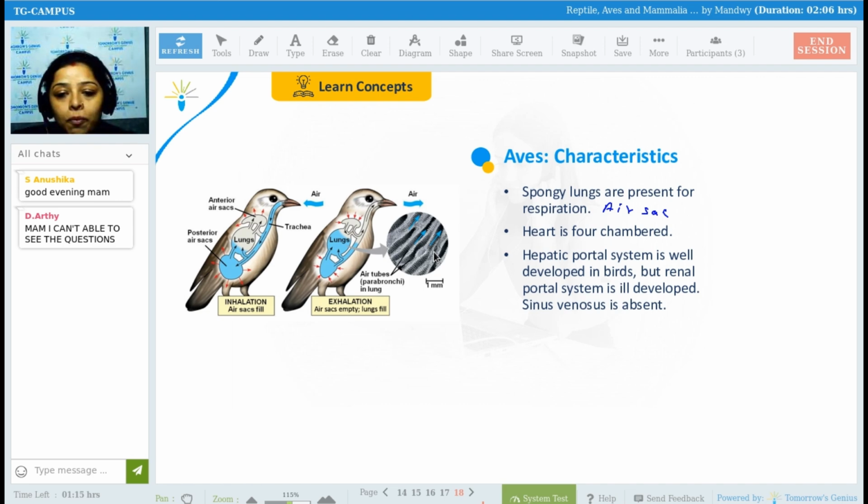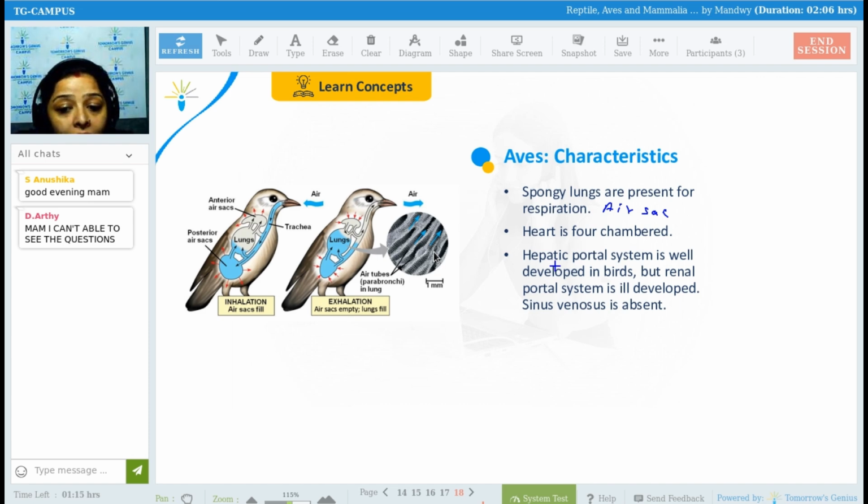They have a four-chambered heart. Aves are the first terrestrial animals with a four-chambered heart, except the crocodile. Crocodile belongs to the reptiles, but still it has a four-chambered heart. So we can say that the crocodile is a connecting link in the transition phase, from where some of the terrestrial animals evolved from the reptiles, because of the presence of the four-chambered heart in the crocodile.